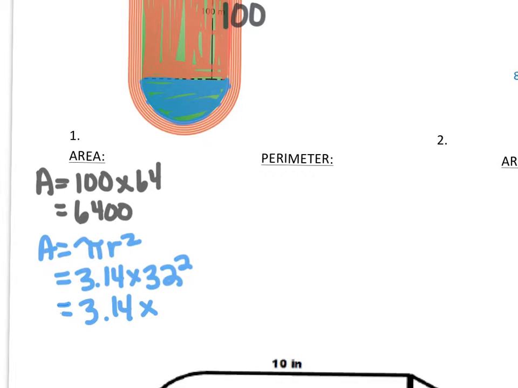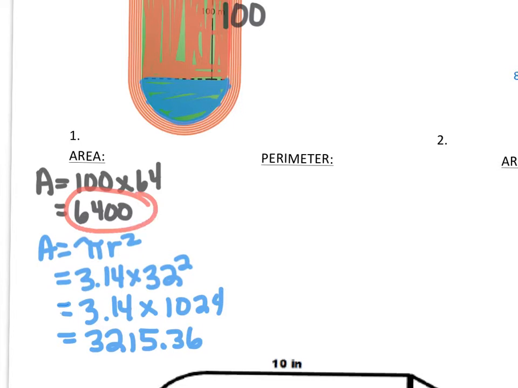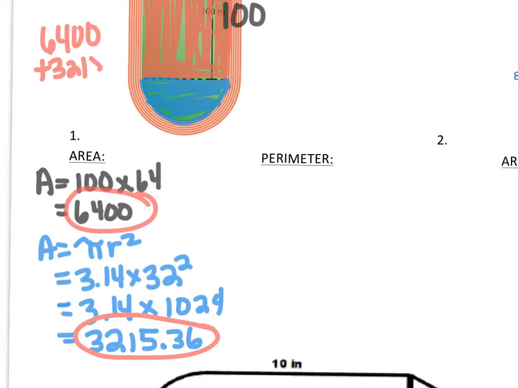And 32 to the second is 1,024. And then I'll multiply that by pi. So I'll get 3,215.36. And now the last thing I need to do is take my 6,400 and add it to my two semicircle areas. So 6,400 plus 3,215.36 is going to give you a total of 9,615.36 meters squared.